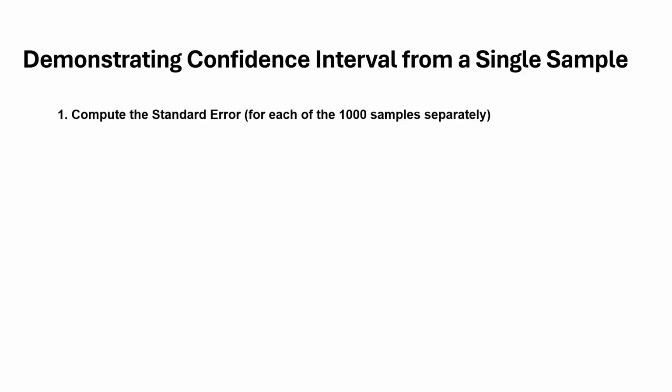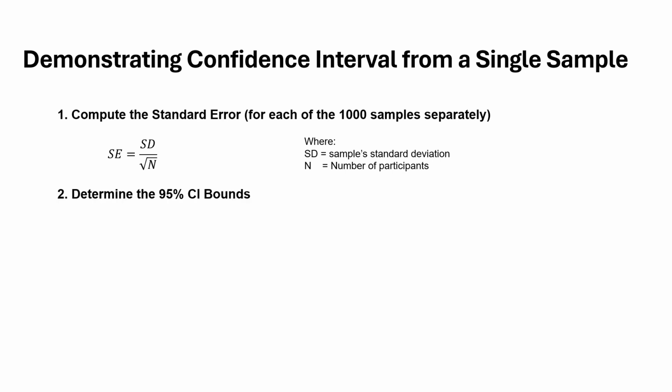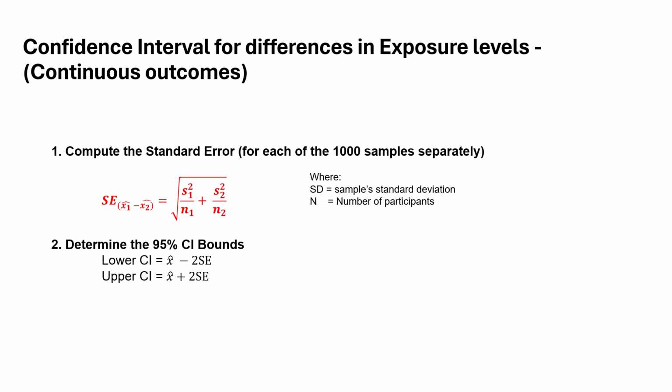We have now seen this slide a few times. In the first step, we calculate the standard error and then calculate the upper and lower bounds of the confidence interval. Take a closer look at the formula itself and then we will move on. When we are calculating the confidence interval for the differences in exposure levels when dealing with continuous outcomes, the steps are almost exactly the same.